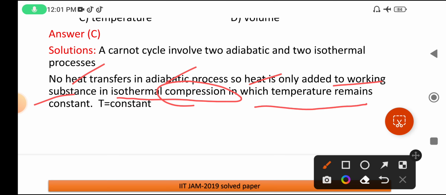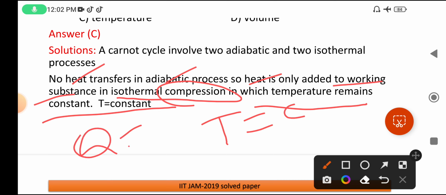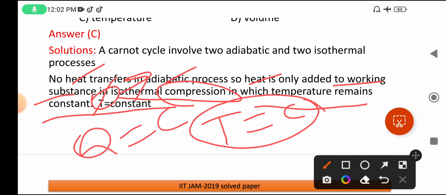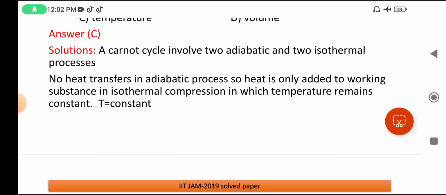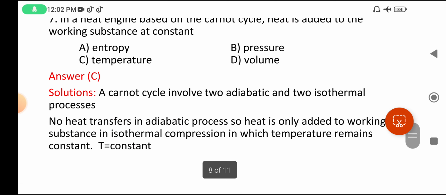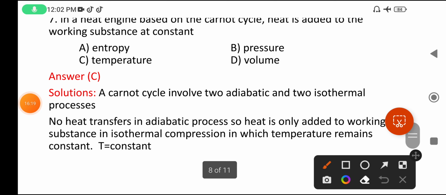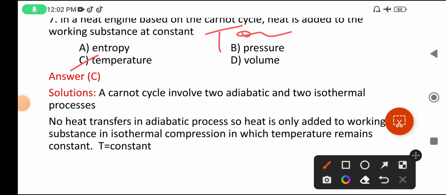In an isothermal process, temperature remains constant. In an adiabatic process, heat is constant, so we cannot add heat. In an isothermal process, temperature is constant, that is why we can add the heat and we can remove the heat also. So we can add heat in the isothermal process only. So option is C, at constant temperature heat can be added.